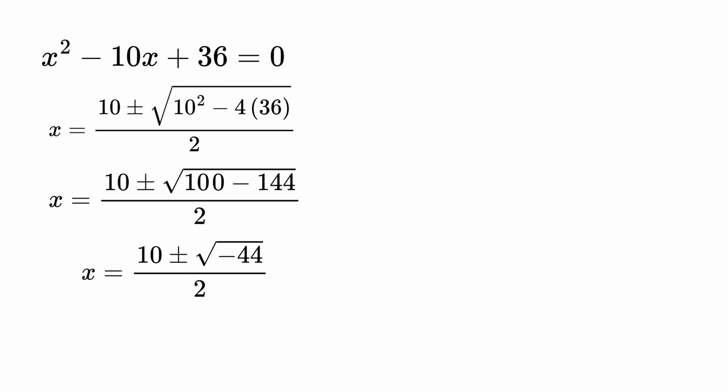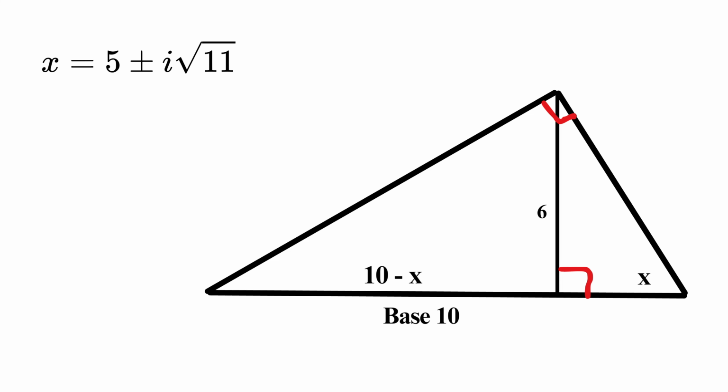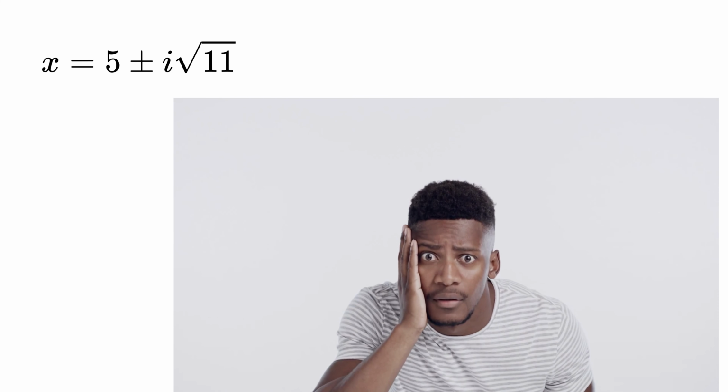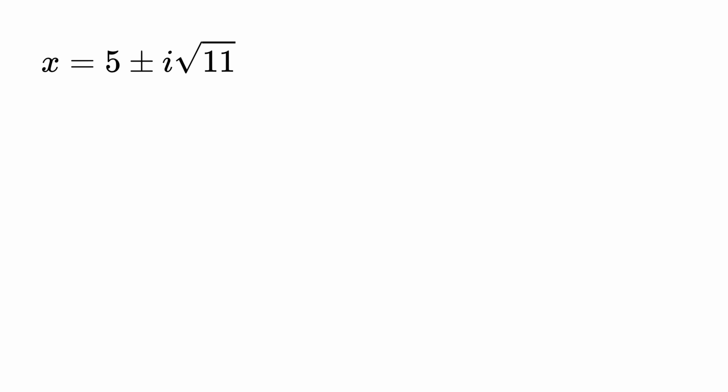Divided by 2, we can write this 44 as minus 4 times 11. By simplification, it becomes x equals 5 plus or minus i square root of 11. But what does that mean for the original diagram? x was supposed to be a positive real number, and we ended up with a complex number. This is physically impossible in geometry. A triangle cannot have these dimensions.